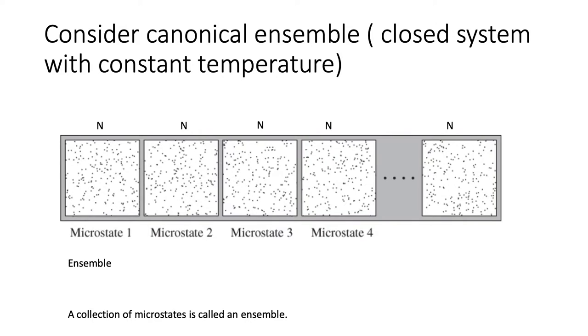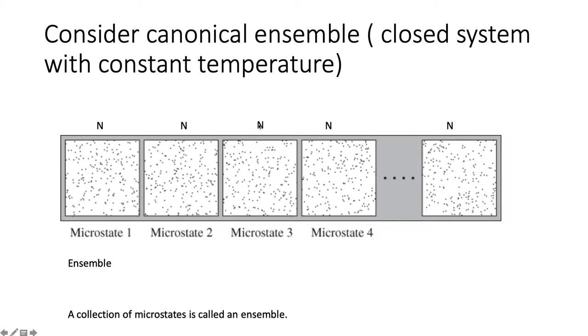Well, let's start with what we did. The most straightforward thing is the canonical ensemble. A canonical ensemble means you have a closed system with constant temperature. That means the number of particles cannot change. It's always n over here. But you can exchange energy across the barrier, so the temperature will be the same.